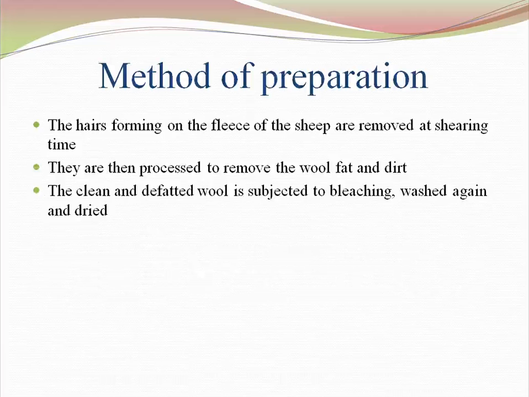Next is the method of preparation. The hair from the fleece of the sheep is removed. Then it is processed to remove the wool fat and the dirt. Then the clean and defatted wool is subjected to bleaching, washed again and then dried.